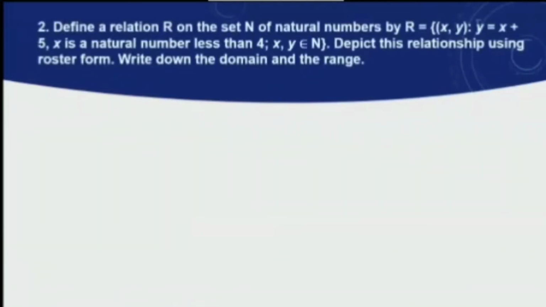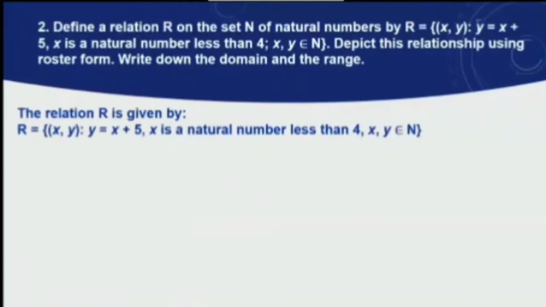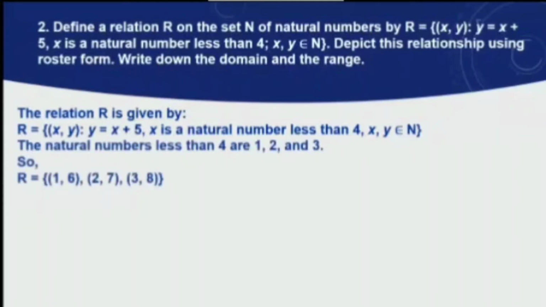Now see the second question. Define a relation R in the set of natural numbers, (x, y) such that y equal to x plus 5, where x is a natural number less than 4, and x, y both belong to natural numbers. Depict the relationship using roster form and write down the domain and range. Here the relation is given by y equal to x plus 5, and as x is a natural number less than 4, that means what x values can I take? 1, 2, 3 only.